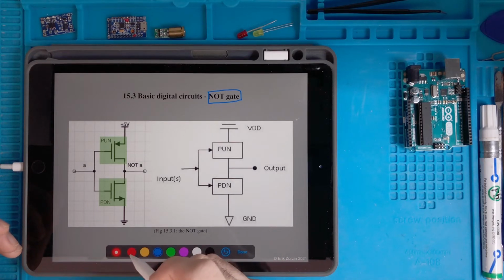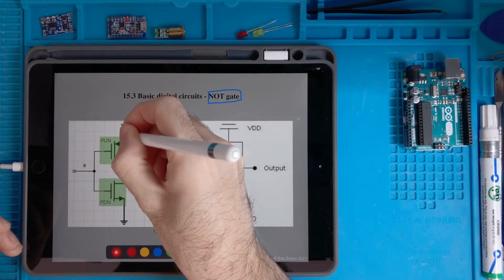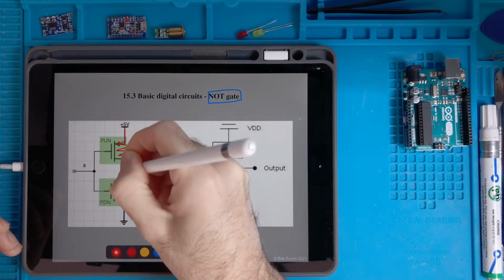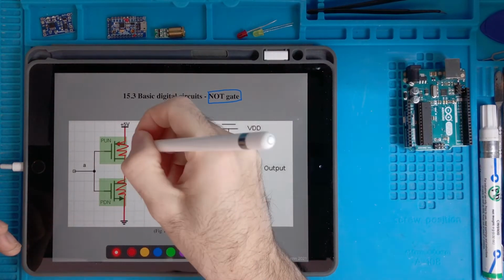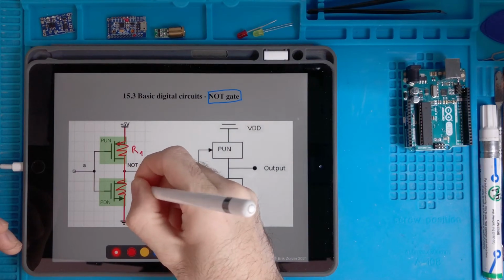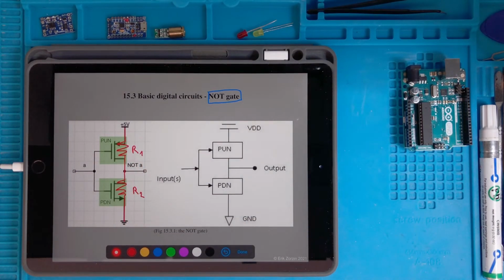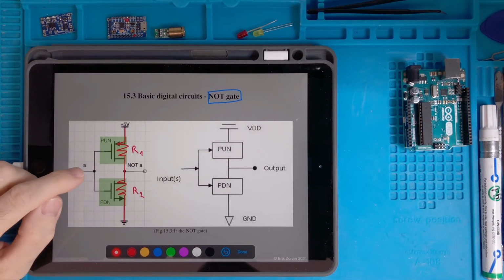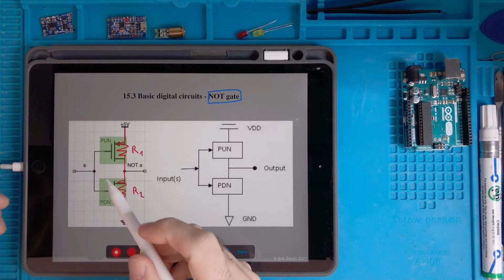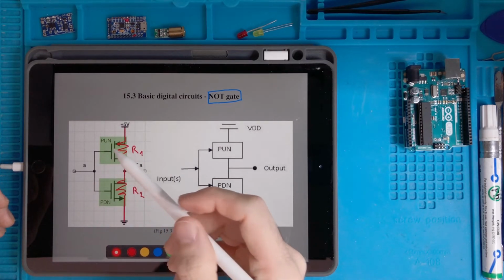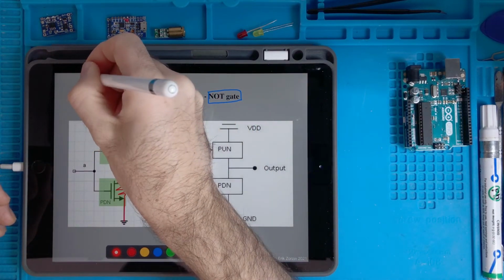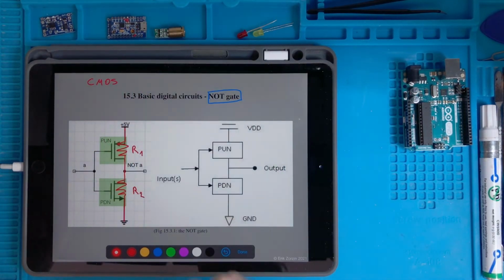So we said that this thing is a sort of voltage divider. So two resistors like this, let's say R1 and R2. But the resistance of those two resistors is controlled by the gate voltage. So now we have two transistors, one which is an N-type and one which is the complementary type. So this is the so-called CMOS technology.